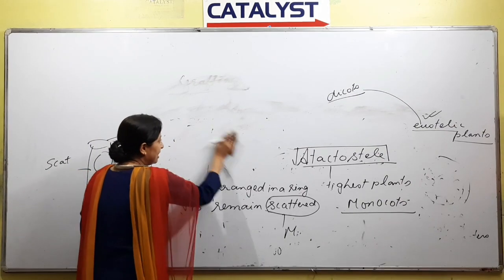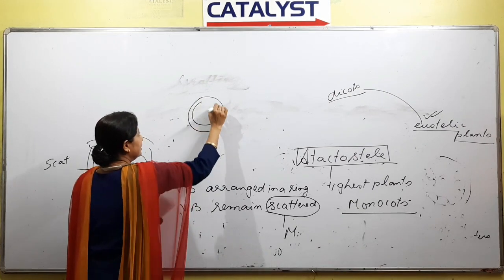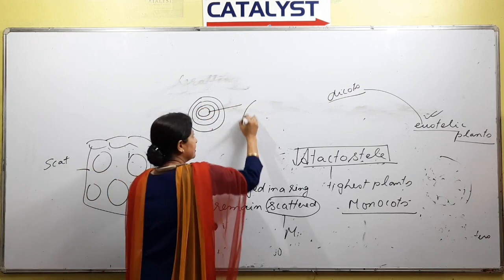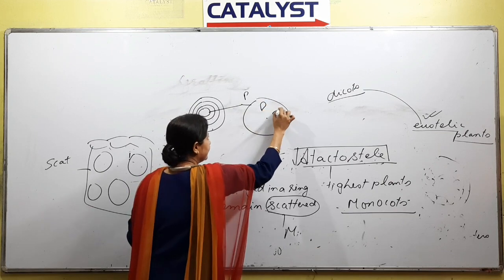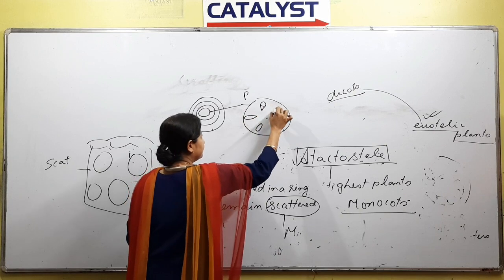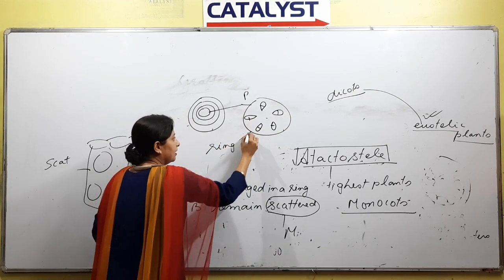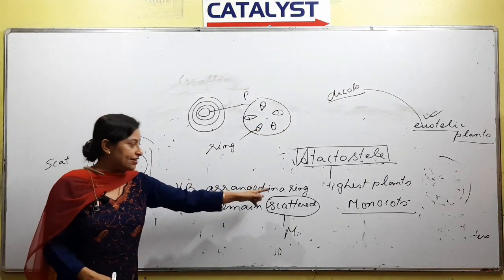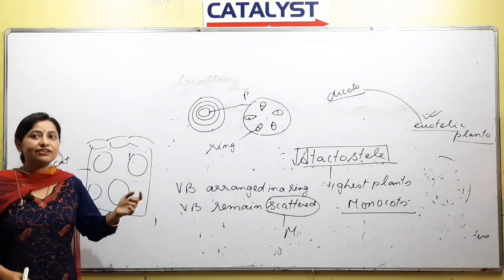But in the case of a dicot, we saw a little while ago that if suppose this is the pericycle, then inside, if the vascular bundles are arranged like this, it is almost like a ring type of arrangement. So this is what is called vascular bundles arranged in a ring, and vascular bundles remain scattered. Scattered, we have to remember.